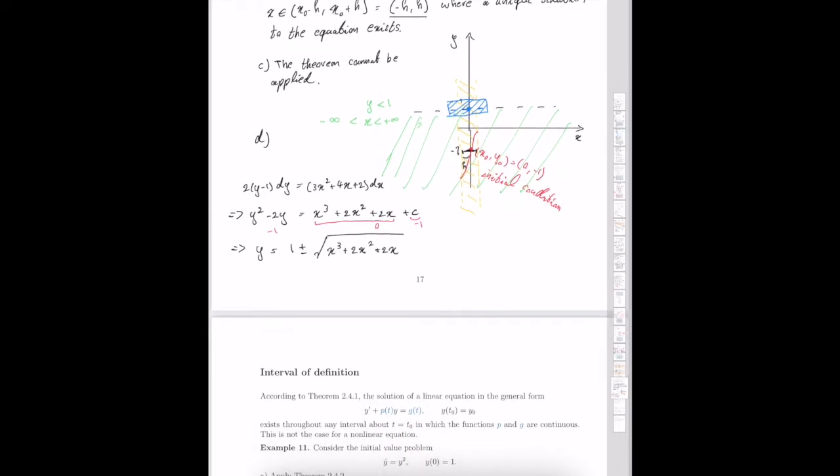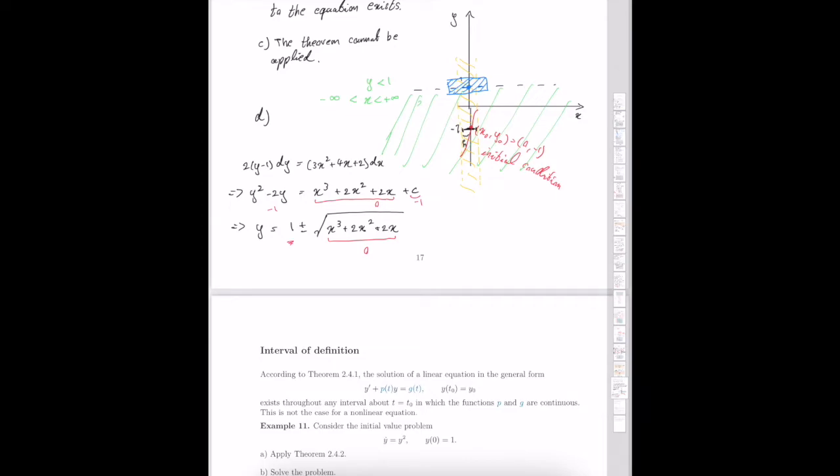Now, is this a solution? Yes, it satisfies the initial condition, and we have a solution. Actually, if I put x equal to 0 here, I will get 0, and then I will get 1 for y, regardless of the plus or minus. Okay, so actually we found two solutions. Both the plus and minus work here. Okay, so the answer for part D was yes.